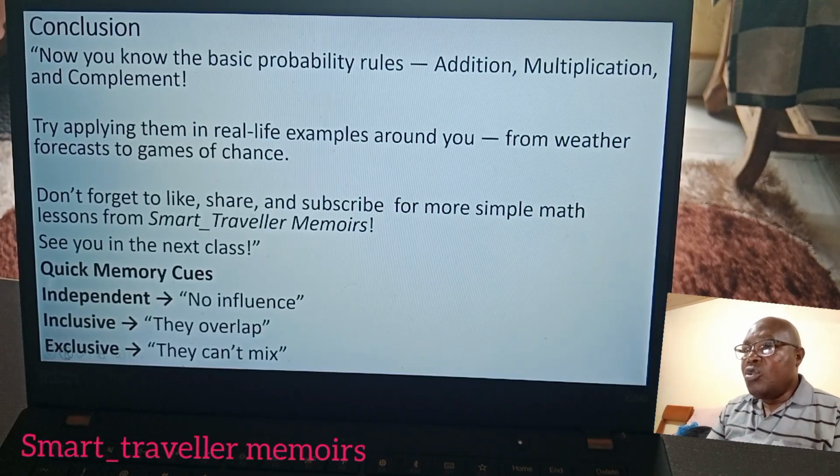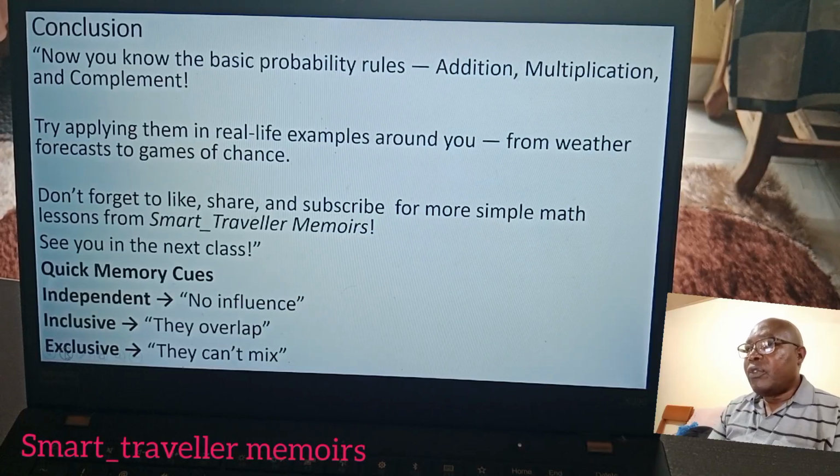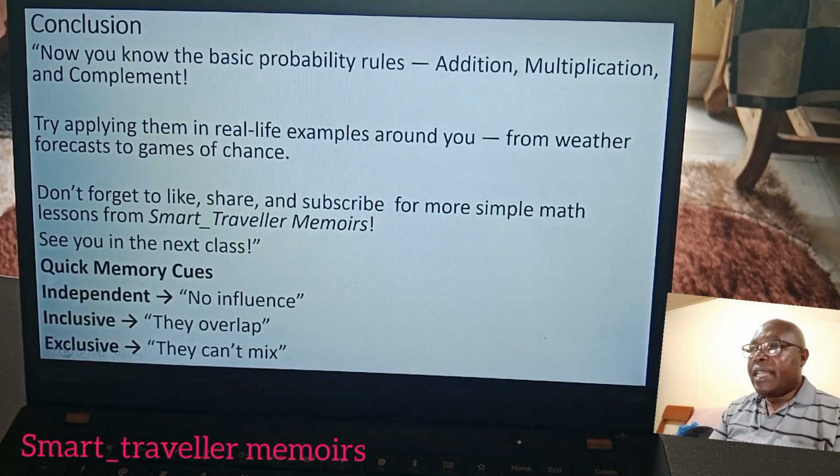Quick memory cues. Independent implies no influence. Inclusive implies they overlap.